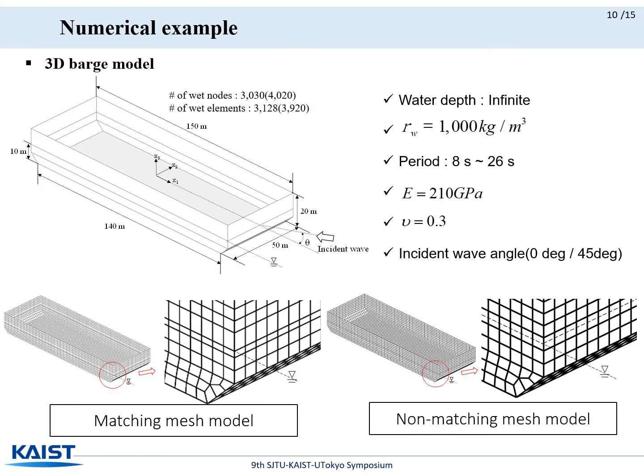In order to verify the proposed method, a 3D ship model is used in the analysis. The commercial tool ANSYS AQWA is used to verify the proposed method. Analysis results using various methods were compared. The ship structure is modeled using 4-node elements. The total number of elements used is 3,920. Other conditions are like this, and 2 wave directions are considered. And also matching and non-matching mesh models are considered.